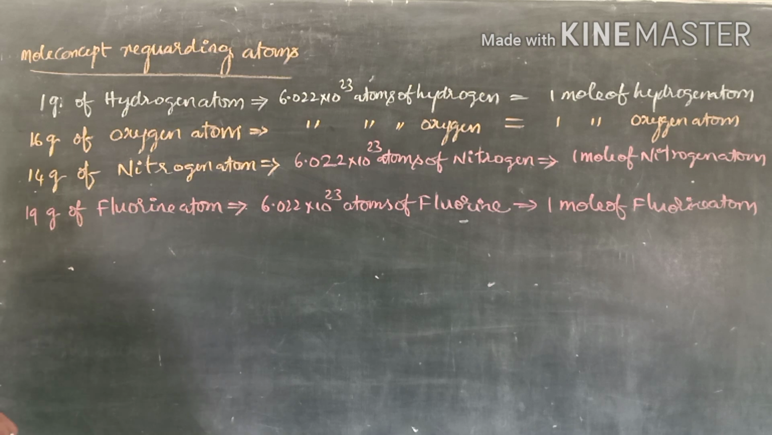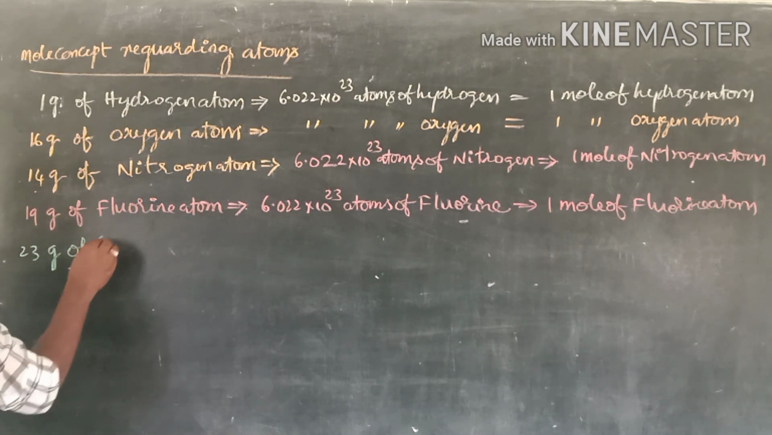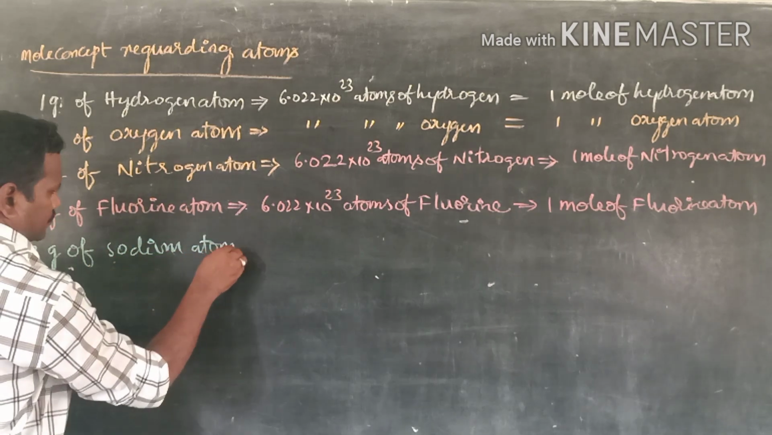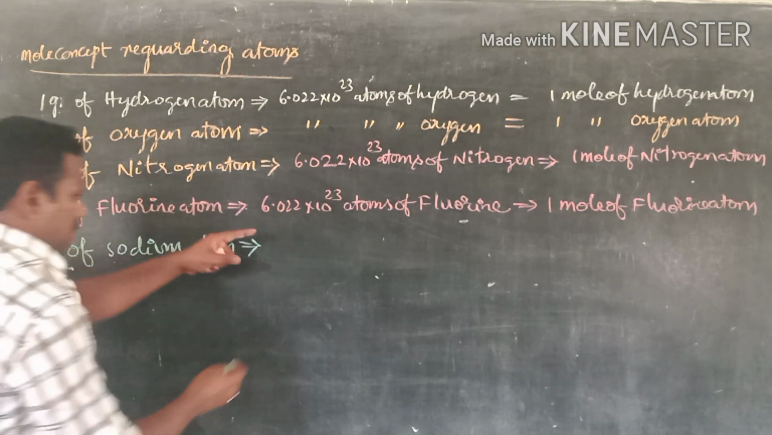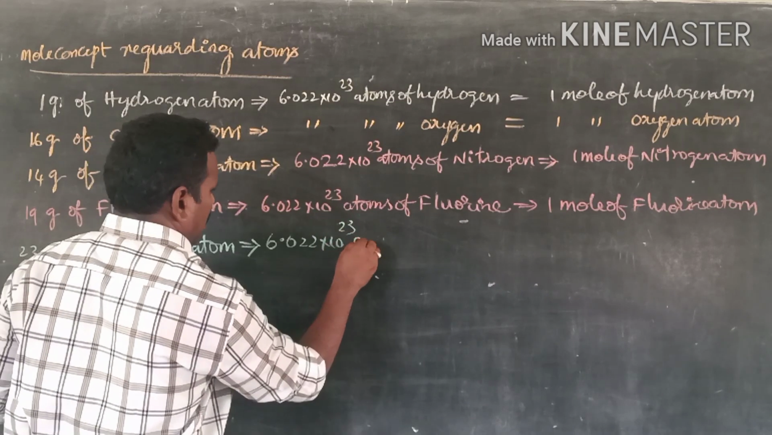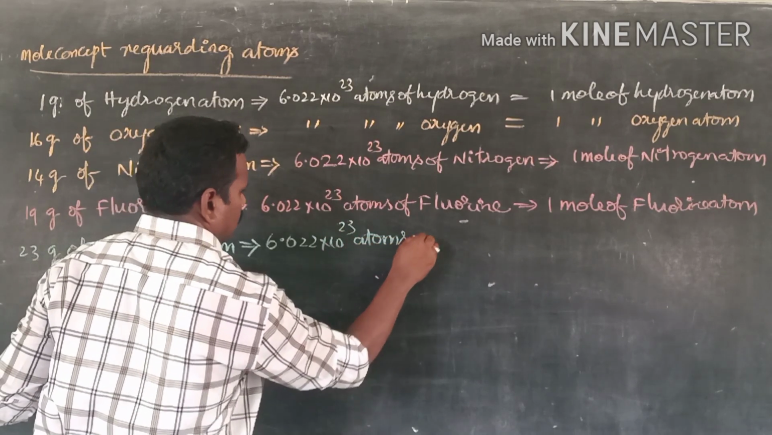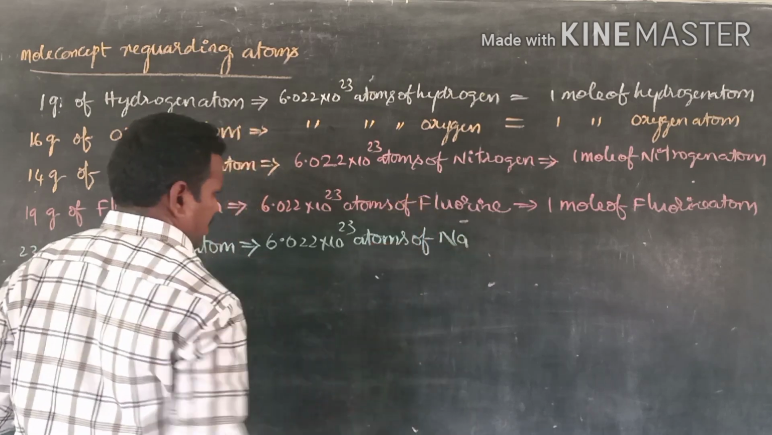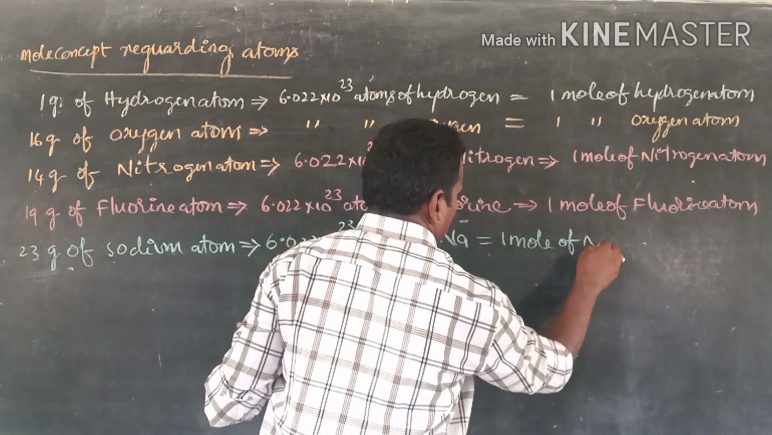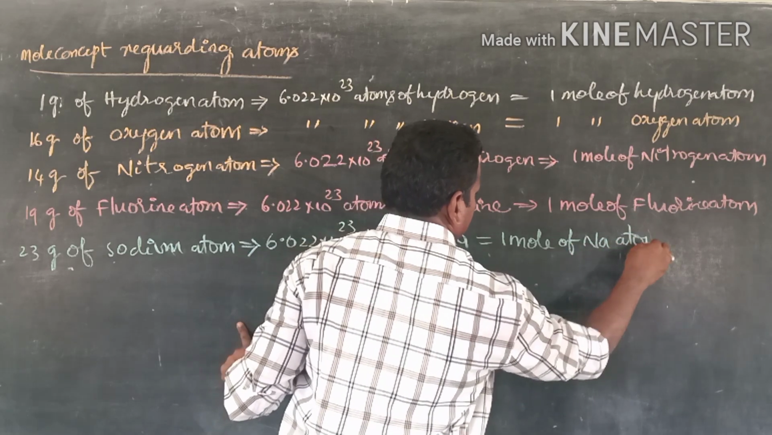If we consider the case of sodium, general representation of sodium is what? 11 Na 23. That means 23 grams of sodium. This is nothing but atom. It contains the same number, does not change. 6.022 into 10 power 23 atoms of sodium is nothing but Na. This is nothing but 1 mole of Na atoms.